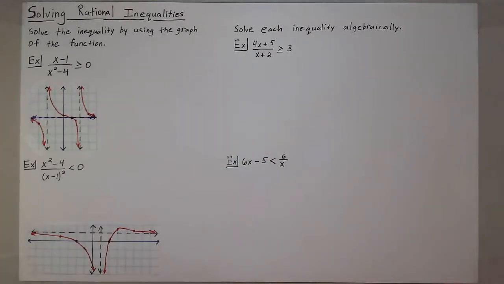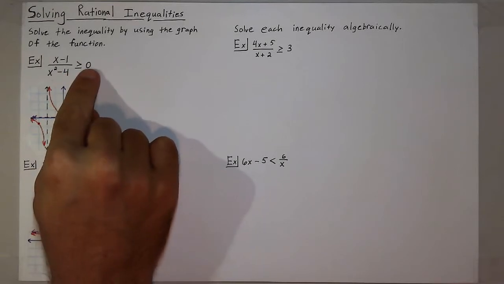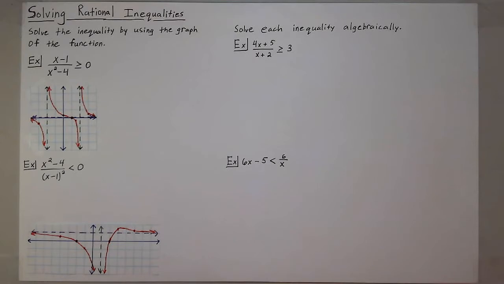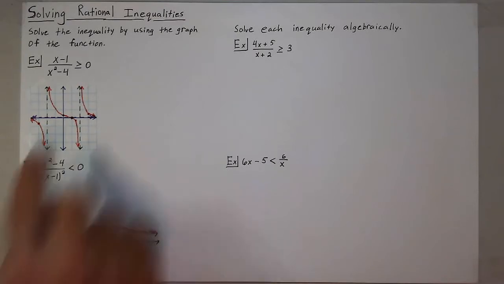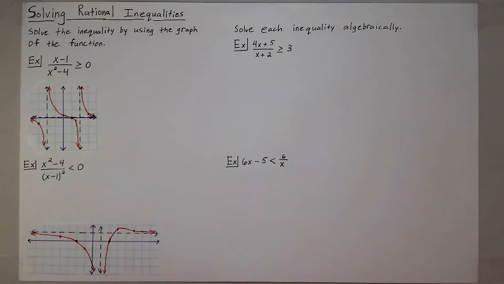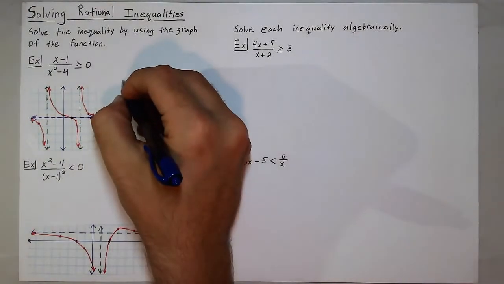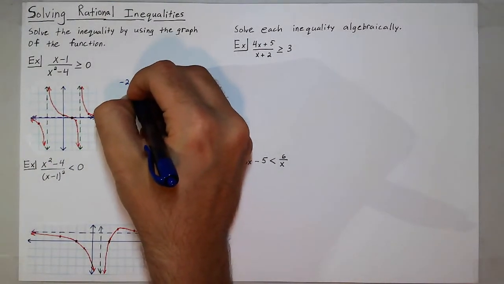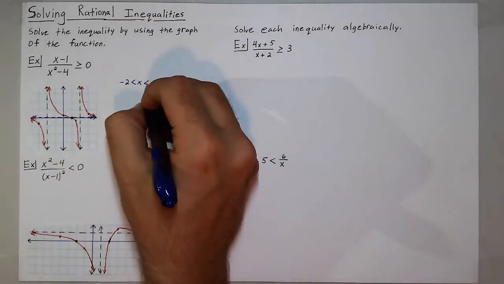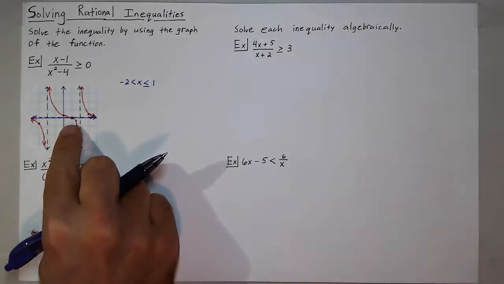So we're going to first solve the inequality x minus 1 over x squared minus 4 is greater than or equal to 0. So this greater than or equal to 0 tells me when is it above the x-axis or equal to 0 on the x-axis. So here I can see that it's above the x-axis from, writing this down, -2 all the way to 1. And I'm going to include 1 since it's equal to 0 there.